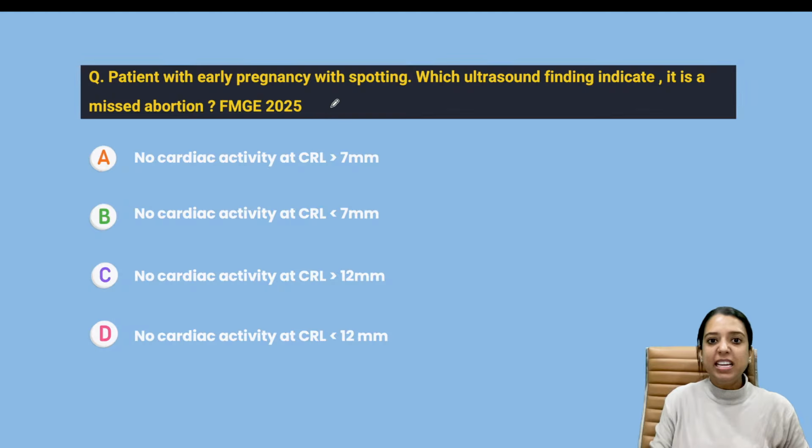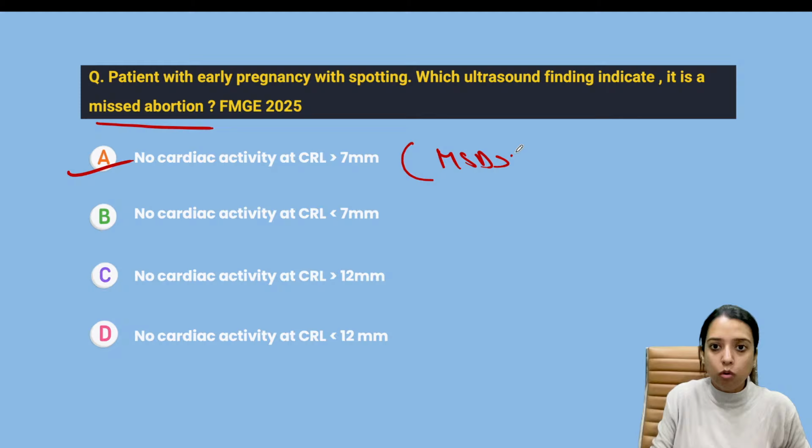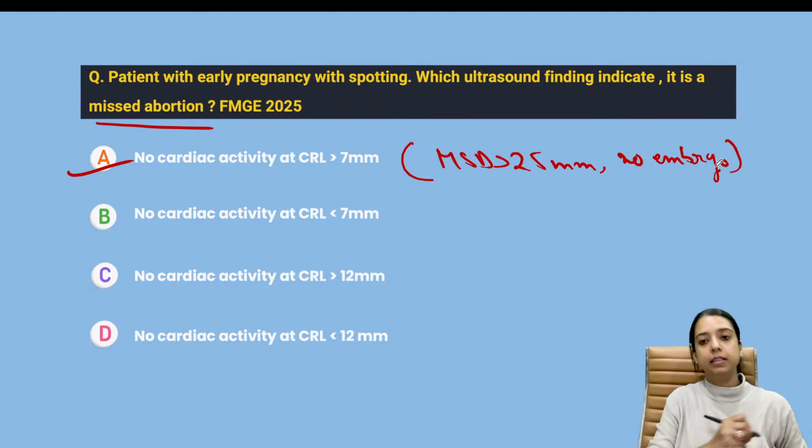A patient with early pregnancy with spotting. Which ultrasound finding indicates it is a missed abortion? There is no cardiac activity and CRL is more than 7 mm. What is the other criteria? Your sac is big, more than 25 mm, but there is no embryo. It is an empty sac. This is also a missed abortion. Okay?